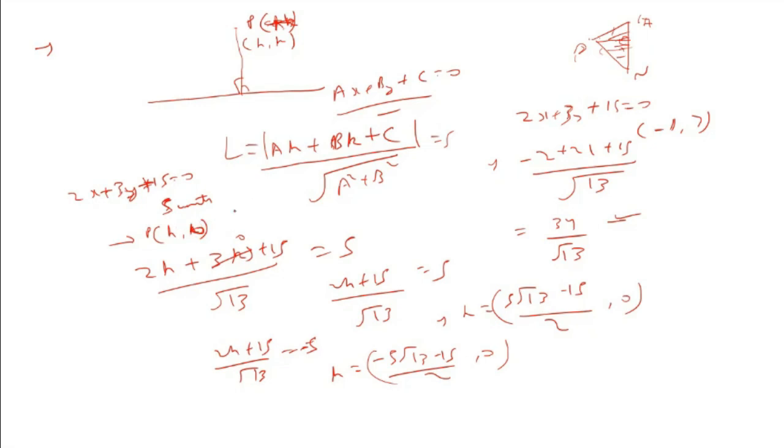So if it would have been 0 comma k, you just again put the same thing. With 0 comma k, you would have to again figure out the distances from this line, where h would be 0. So 3k plus 15 whole over root 13 equal to 5, and 3k plus 15 whole over root 13 would be equal to minus 5. You find both of those values, and both of these can be the answer, which seems intuitive as well, right?